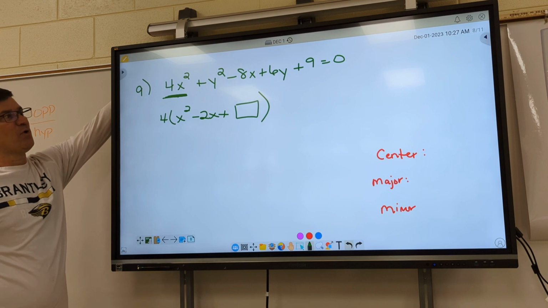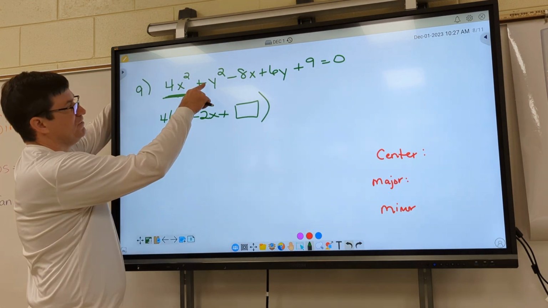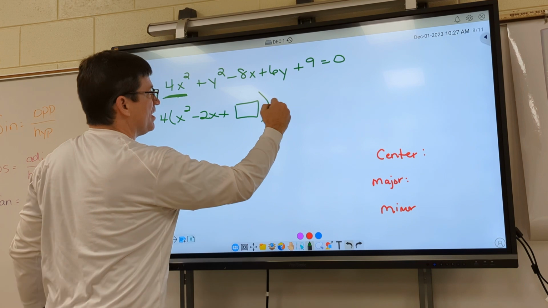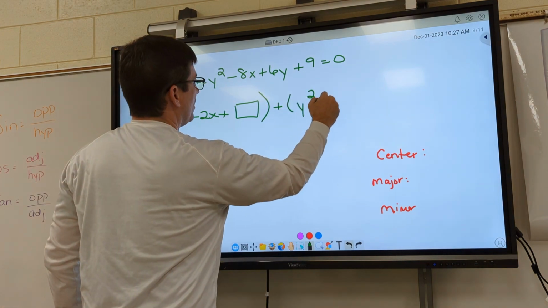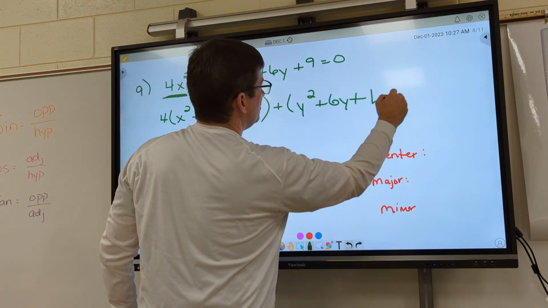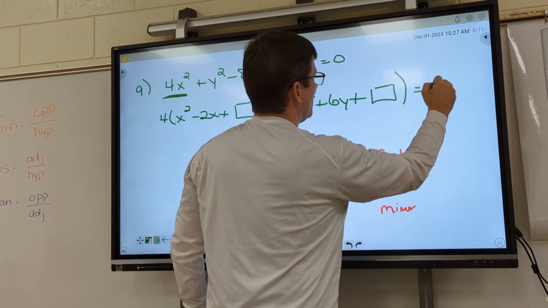Okay, what do we divide the y's by? What's out in front? Nothing. So we don't have to divide the y's by anything. We'll just do y squared plus 6y, then put your box. Equals -9.